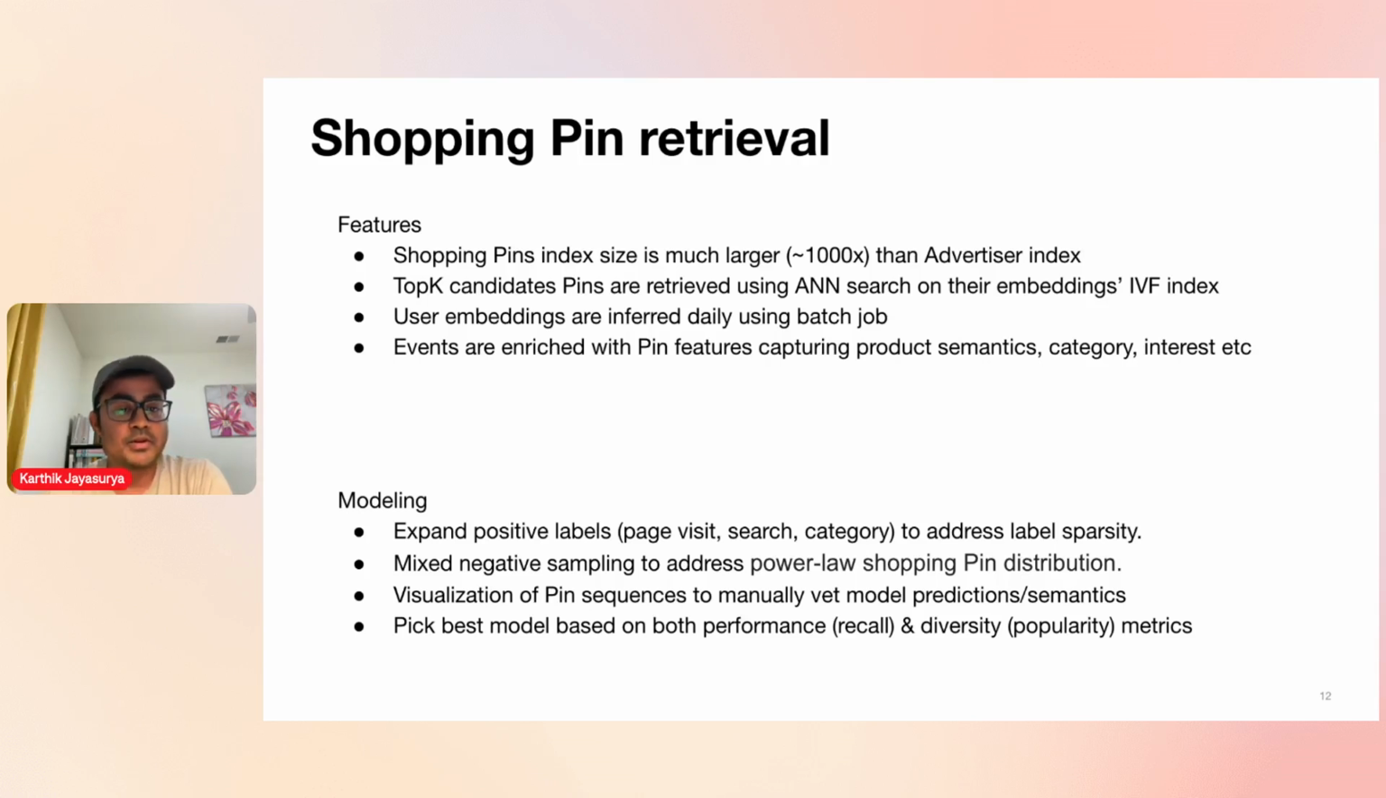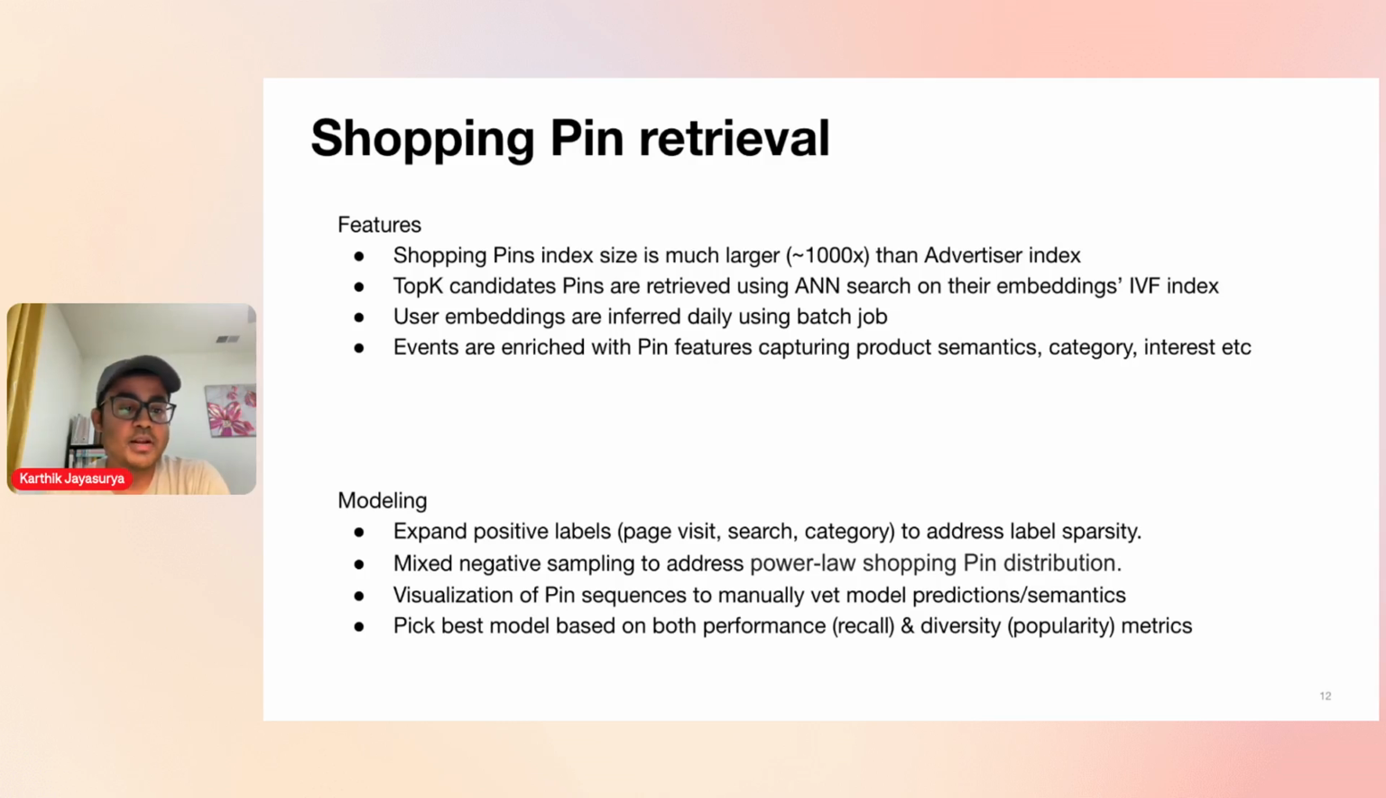And compared to advertisers, the shopping pin distribution is quite different. It follows a strong power law distribution. So we had to tweak with different kinds of sampling and ended up with mixed negative sampling, which is the mix of both in-batch and random sampling to get the best of both worlds, and use that to train the model. And generally, the item retrieval task is a little harder intrinsically.